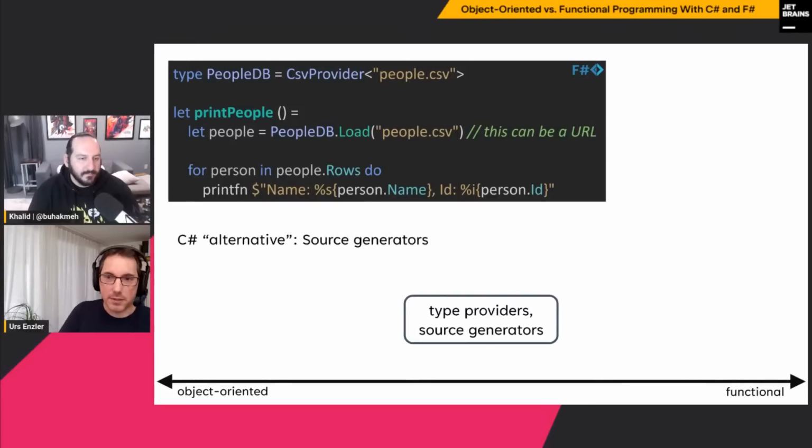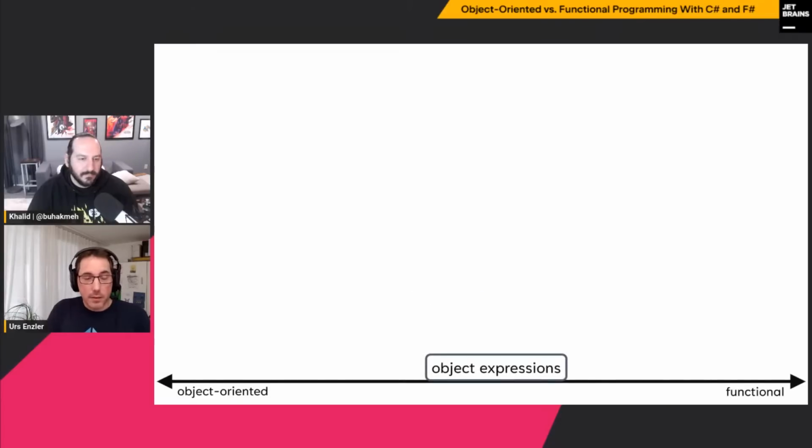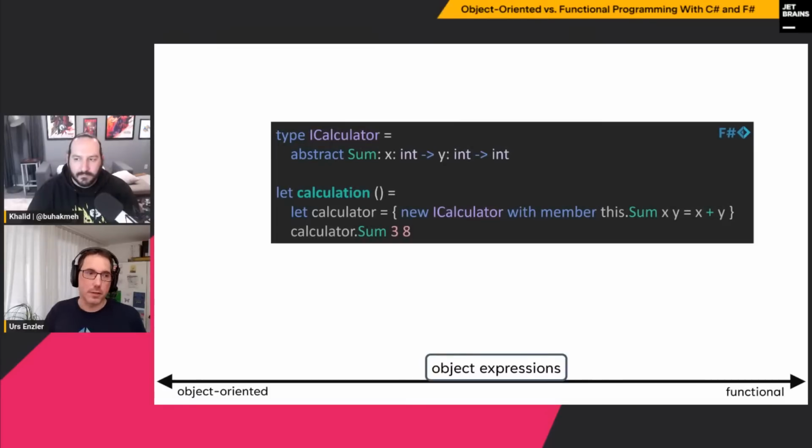Nowadays, you can do similar stuff in C# with source generators. So you generate some source code that does exactly the same thing. And you can do many other things with source generators. And then in the middle here, there are also object expressions. And this is a really nice feature of F# when working with objects.